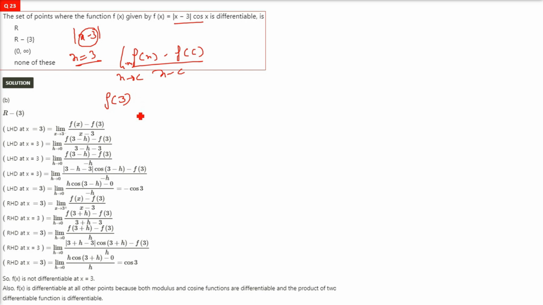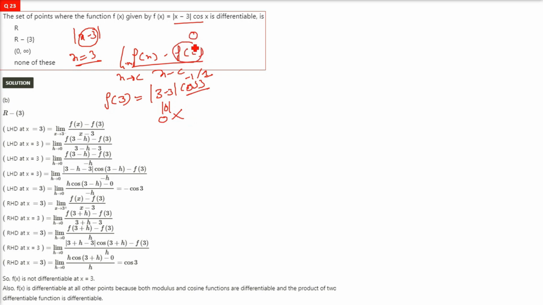So what is f(3)? We'll just see what is the value of f(x), but f(3) we need to know. f(3) is what? Modulus of 3 minus 3 times cos 3. Cos 3 will always be a value between negative 1 and 1. You know, cos and sin always oscillate between negative 1 and 1. This is the highest and lowest value of cos and sin. But modulus of 3 minus 3 is 0. Modulus of 0 is 0. So you get a 0.